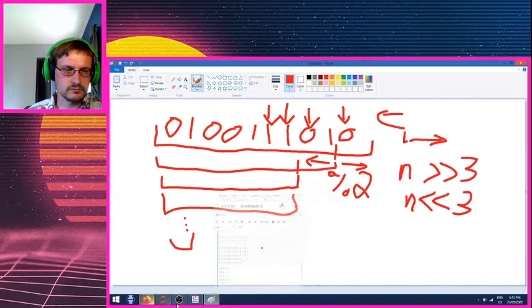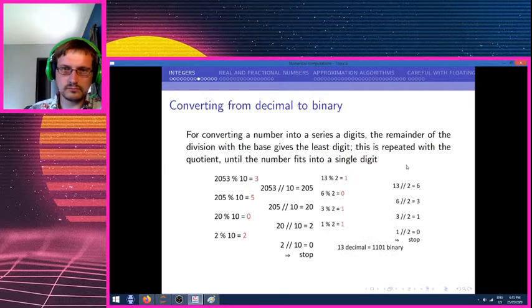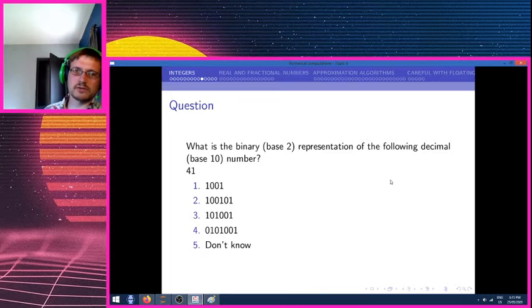So yes, if we wanted to, oh man, I just gave away the answers. So, question. What is the binary base 2 representation of the following base 10 number? Is it 1, 1001, 2, 1001001, 3, 1010001, 4, 0101001, or 5? I do not know. Please enter your answers into the comments.